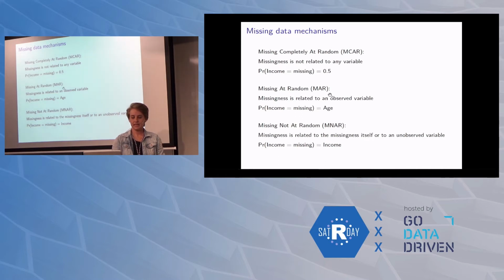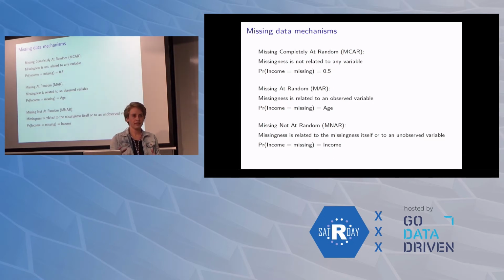Then we have missingness at random. Then the missingness is related to an observed variable. The missingness on income depends on the value on age. And you could say people with a high age have a higher probability to be missing on income because they forget what their income is, or any other reason. And then we have the third mechanism, and that is missingness not at random. Then the probability to be missing on income depends on income itself.